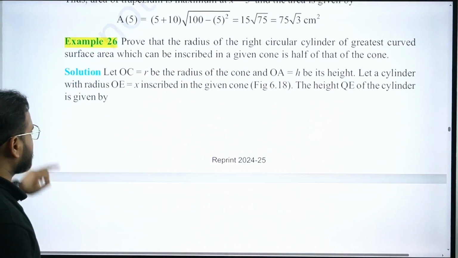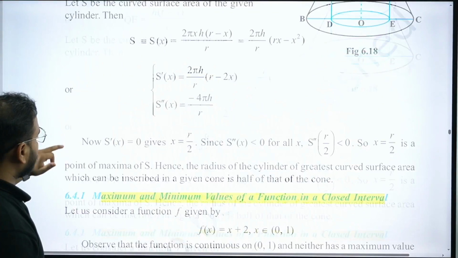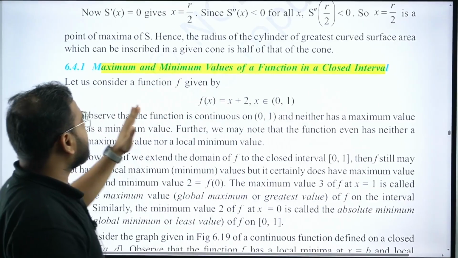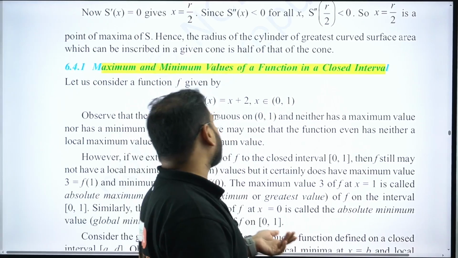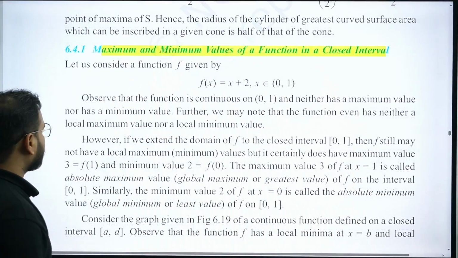Example 26, you have to solve again. So please solve these questions as well. Now we have, sir, maximum and minimum value of a function in a closed interval. Basically what we are looking for is absolute maxima and absolute minima, right? Absolute maxima and absolute minima, sir.